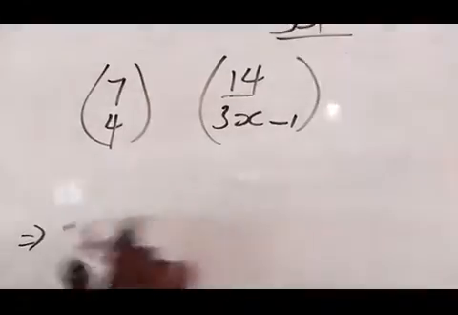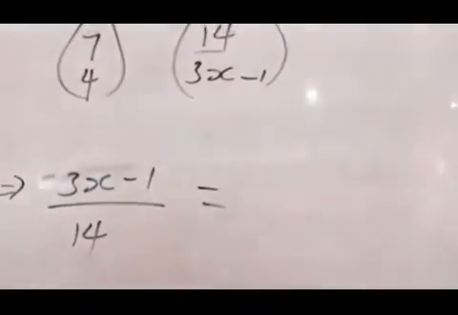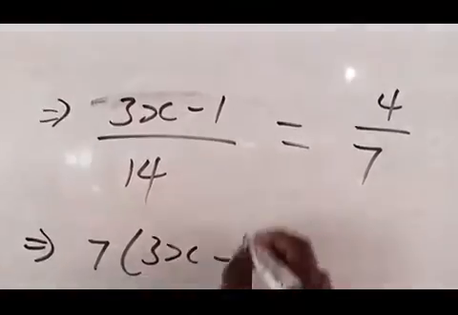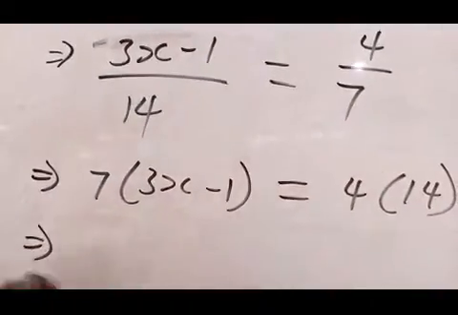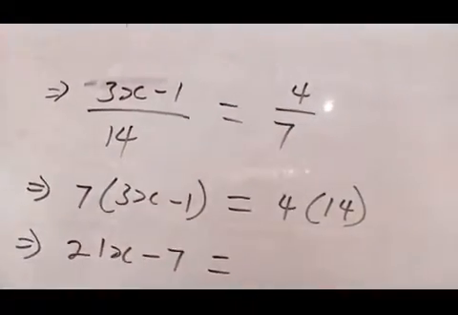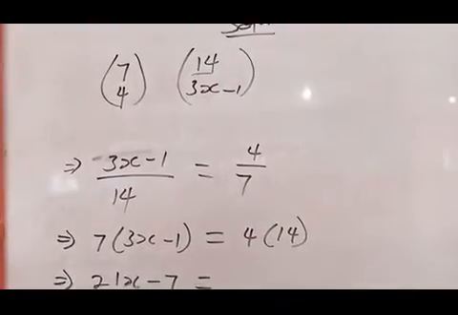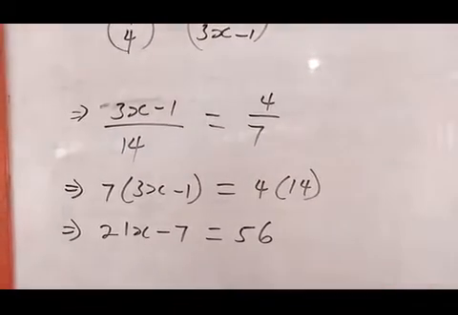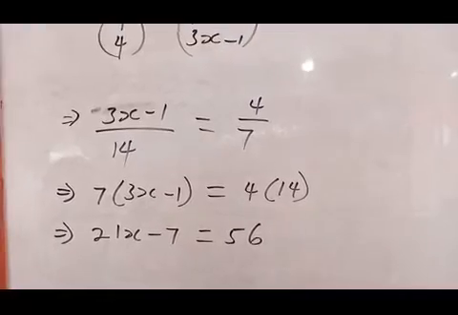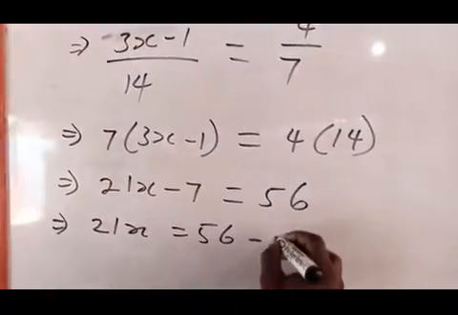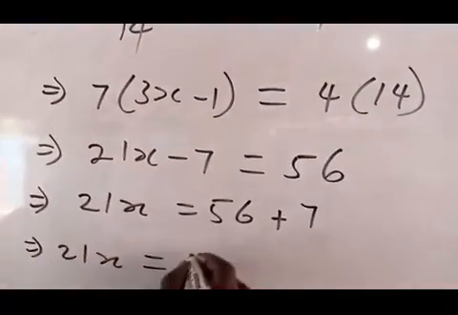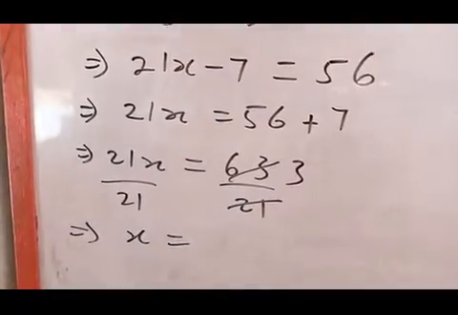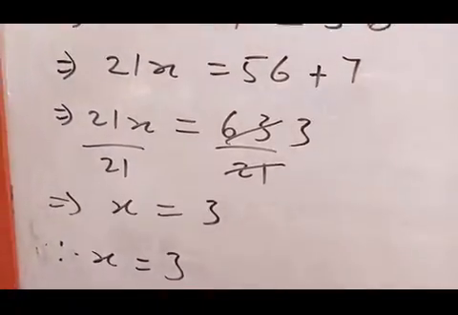Using the gradient approach, we say 3x minus 1 over 14 is equal to 4 over 7. When we cross multiply, we have 7 into bracket 3x minus 1 is equal to 4 times 14. That gives us 21x minus 7 equals 56. Then this becomes 21x equals 56 plus 7. So you have 21x equals 63. Divide both sides by 21, and x is equal to 3. It's as simple as that.